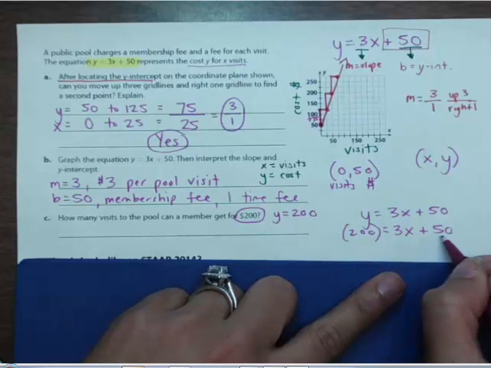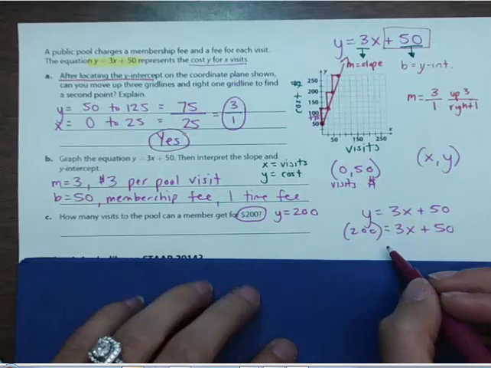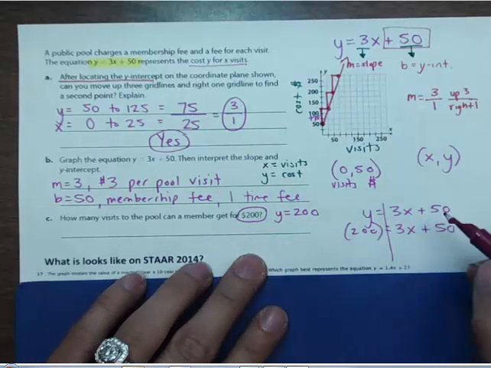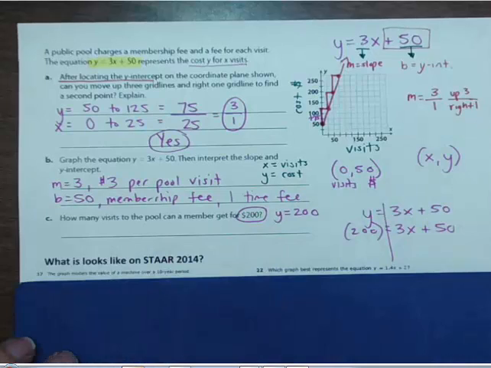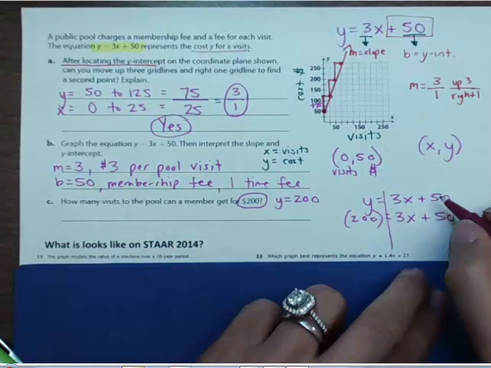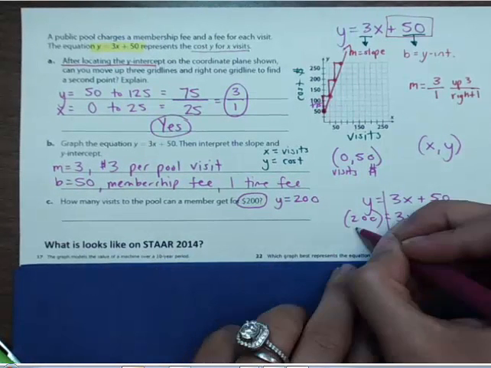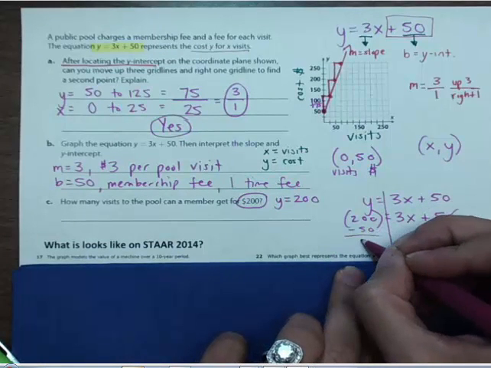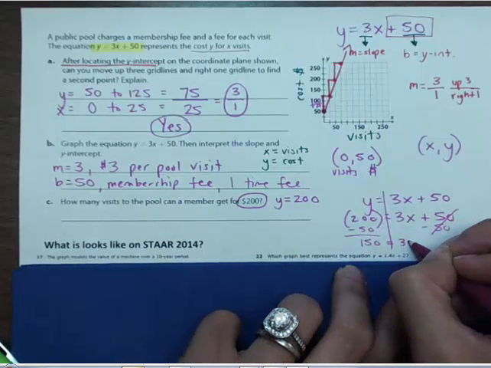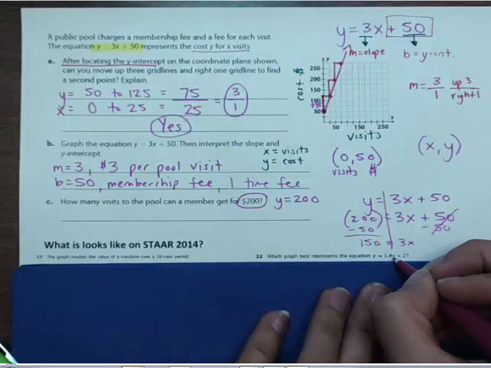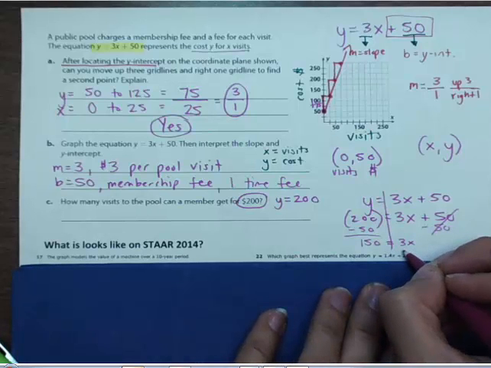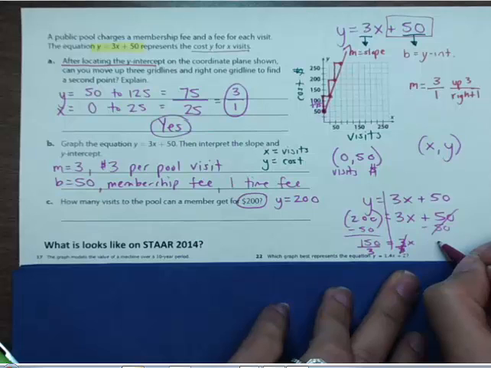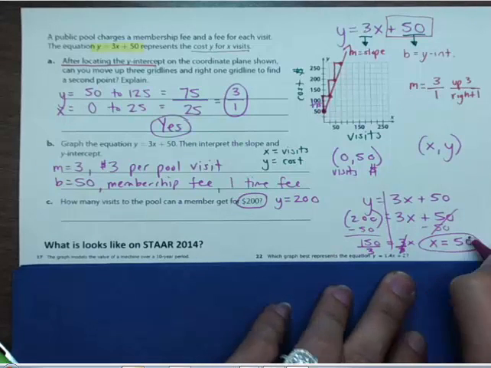So from here, this is a two-step equation. So I need to isolate the variable. By getting the variable by itself, I'm going to subtract 50 on both sides. So now I have 150 is equal to 3x. And then this is a one-step equation. Right now I'm multiplying 3 times x. So to do the inverse operation or undo this, I would divide by 3. So 150 divided by 3 is going to be 50. And since x is equal to 50, that would represent 50 visits.